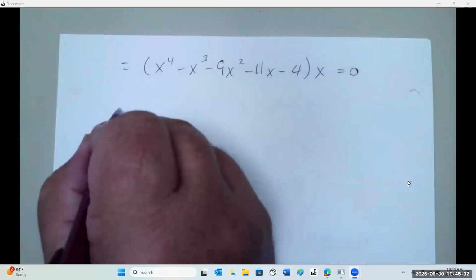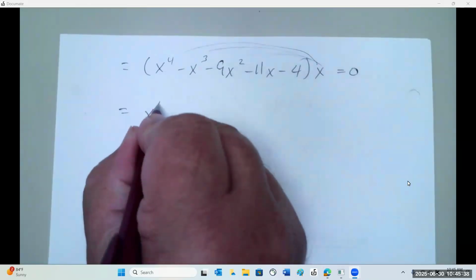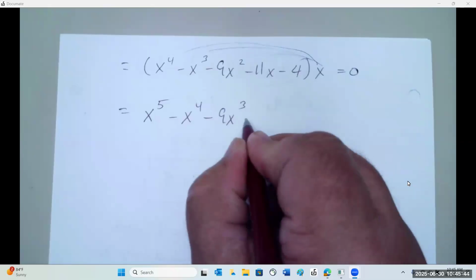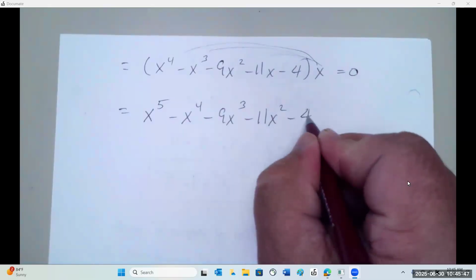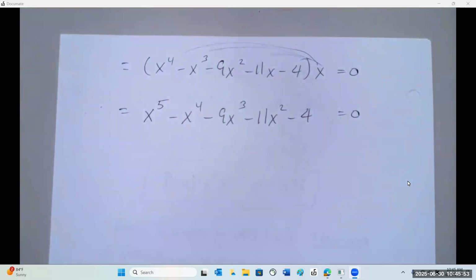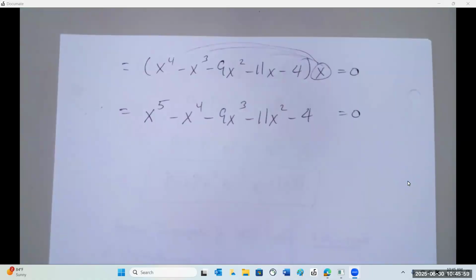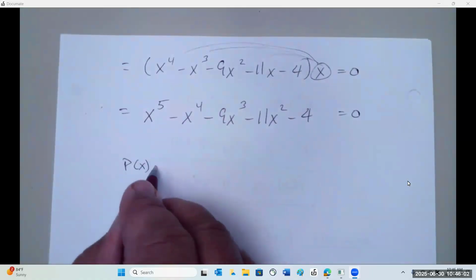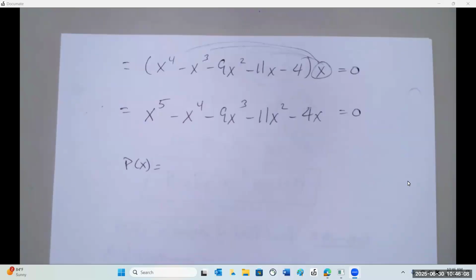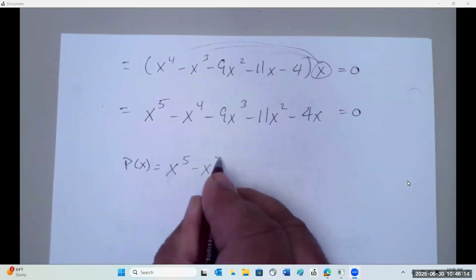I still have a parenthesis, so I have to distribute. Multiply this x to each term. So that's x to the 5th minus x to the 4th minus 9x cubed minus 11x squared minus 4x. And all that equals 0. So all this x does is just add 1 to each exponent. So that's my answer. It's x to the 5th. It's a 5th degree polynomial.